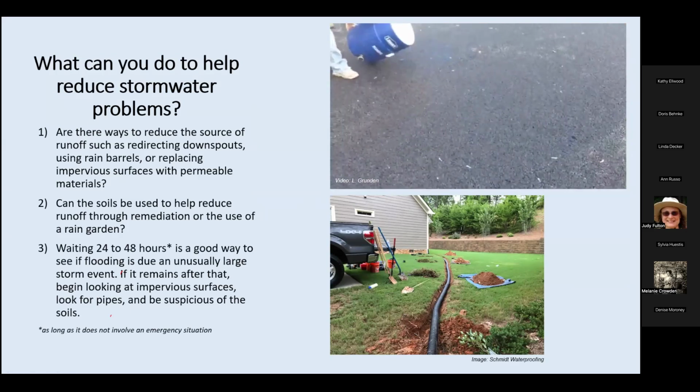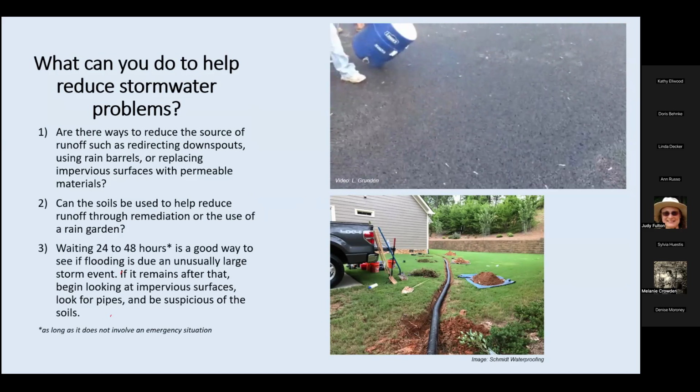Anyway, go out, help somebody try to reduce their stormwater problems. You know, are there simple things to do, such as redirect downspouts? Can they use a rain barrel? Can they replace their sidewalk or driveway or something like that? Take it from an impervious surface to using something permeable, whether it's pavers or some other sort of system. There's concrete and things like that that they can use, and that helps reduce the amount of runoff.